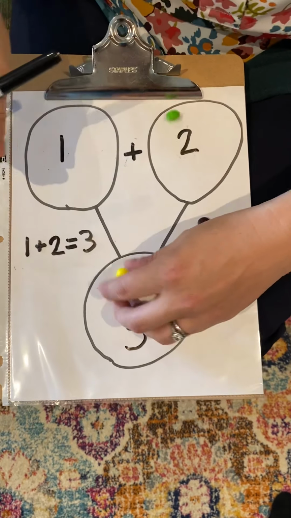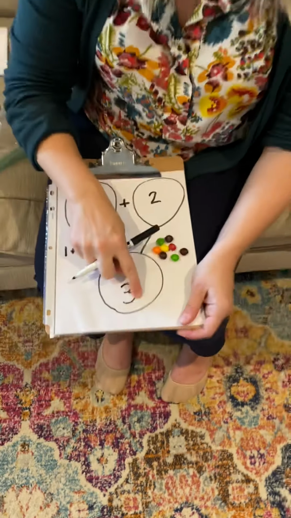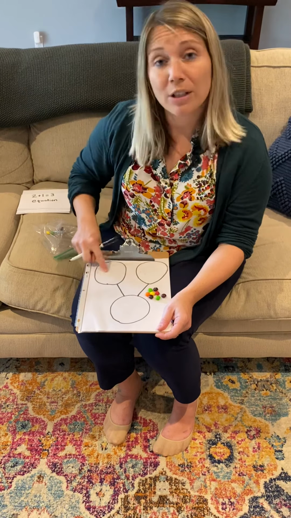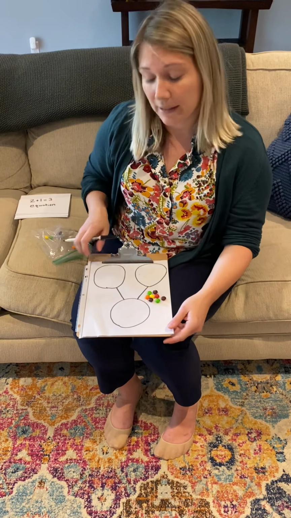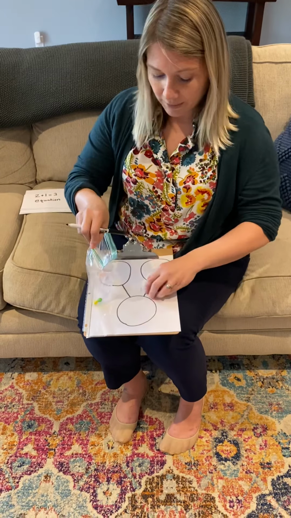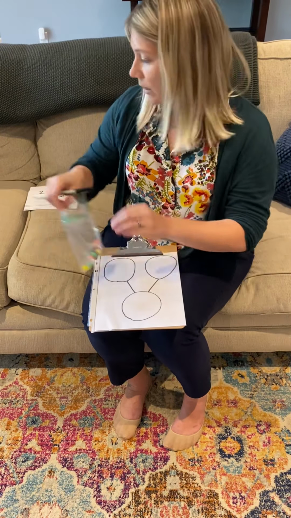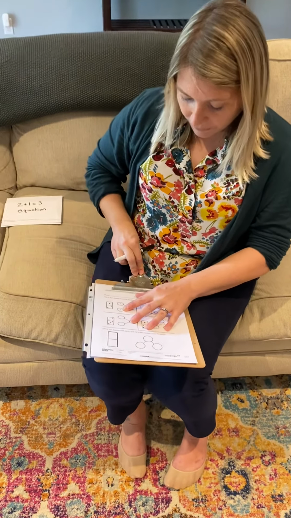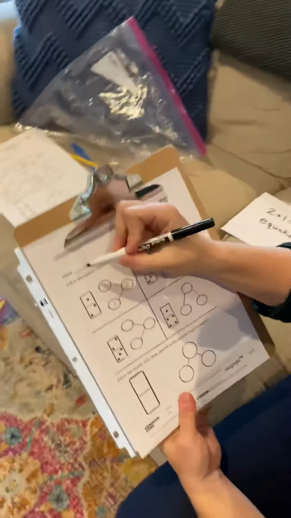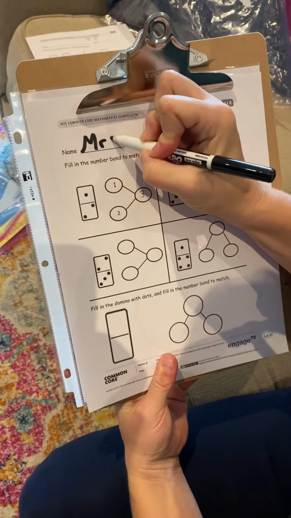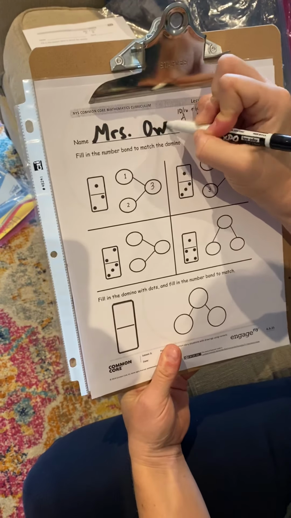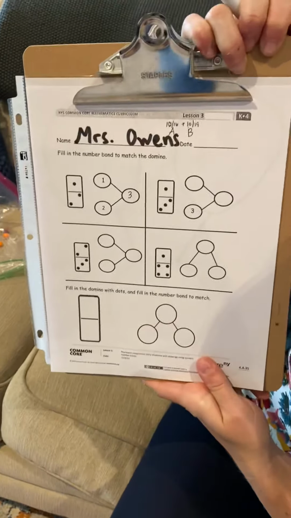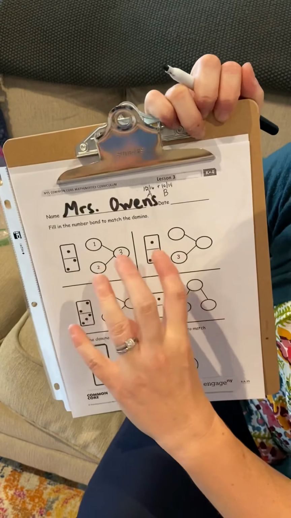Okay. So today, for the worksheet, friends, you guys are going to be filling in the number bonds. For a challenge, I want you to try to write the equation next to the number bond, okay? Put my Skittles back in here. We're gonna take a look at that worksheet. Okay, so the first thing you do when you get your worksheet is write your name. Mrs. Owens.